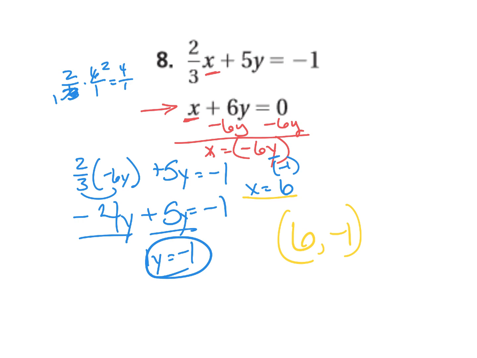And again, we can plug it in. 2/3 of 6 we said was 4. 5 times a negative 1 is a negative 5. So what's 4 plus a negative 5? That gives us a negative 1. X is 6. 6 times a negative 1 would be a negative 6. What's 6 plus a negative 6? That gives us 0. Just a good way to double check.